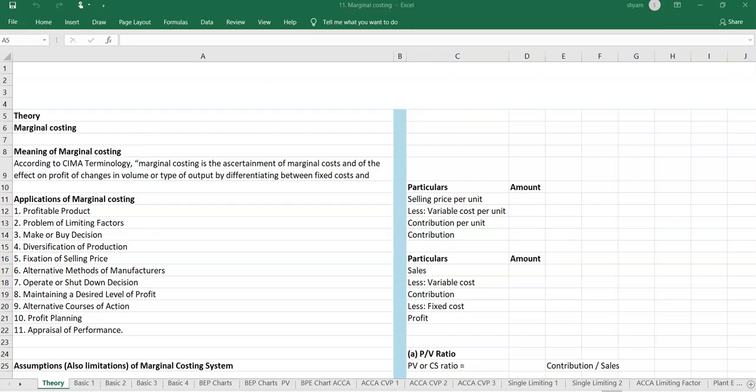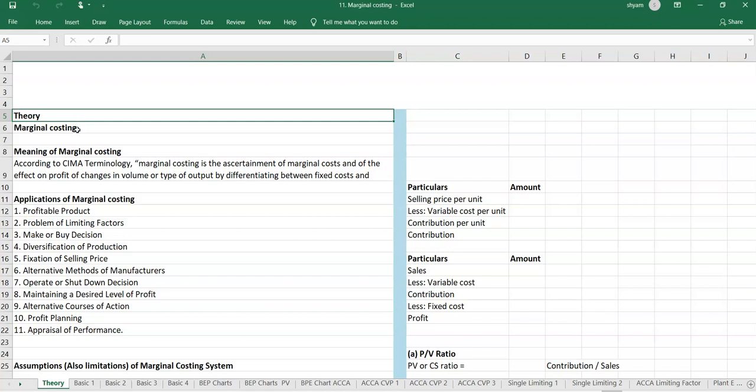So welcome to this video. In this video, we are going to discuss marginal costing. Marginal costing is a very important part of management accounting, and it's quite an interesting and extensive concept that has wide applications in management accounting. We'll discuss this topic first theoretically, then we'll move on to how to work out these problems.